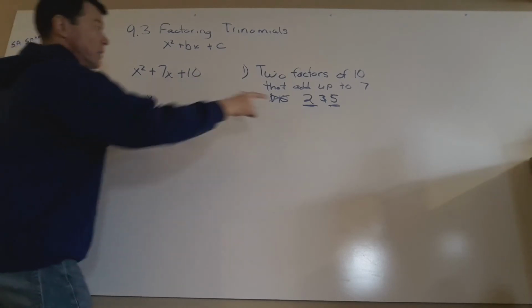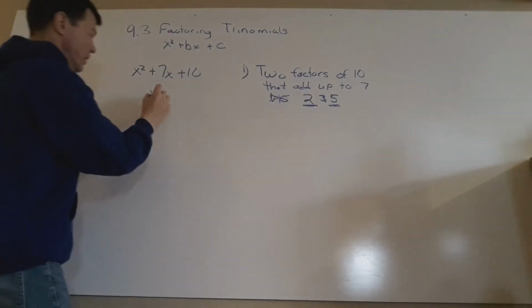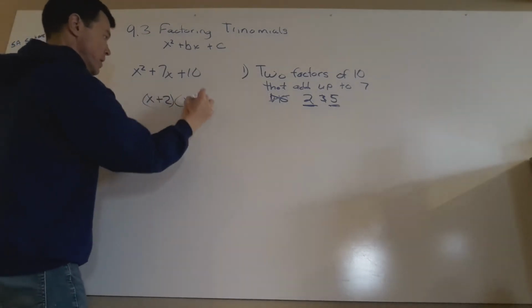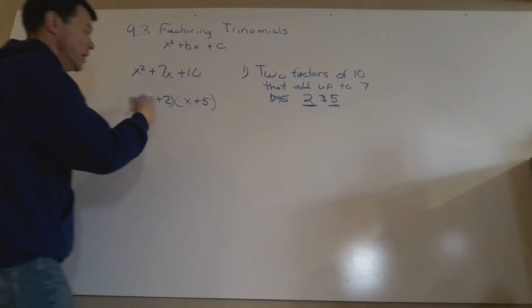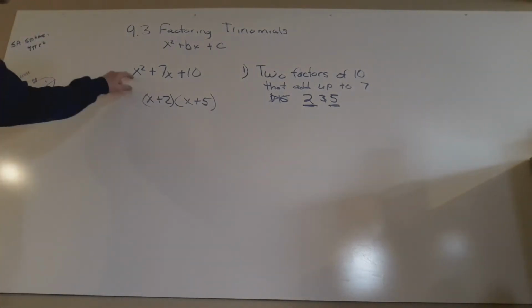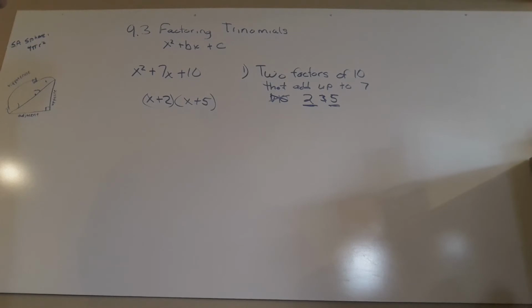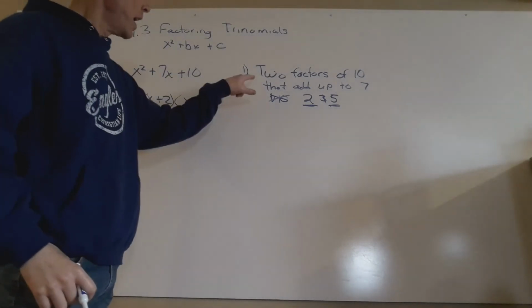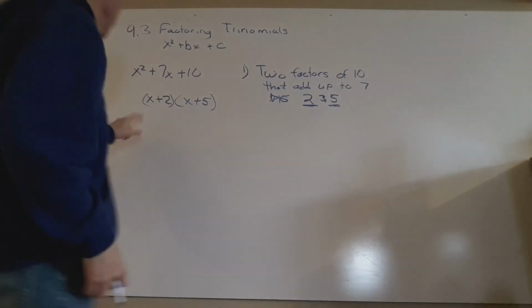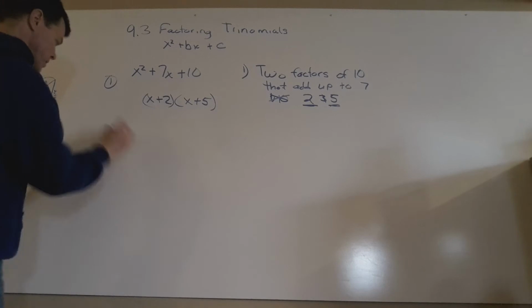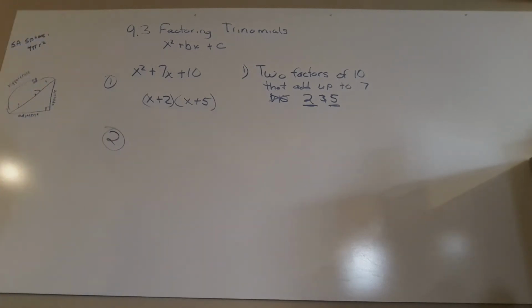They're both positive, 2 and 5 are positive. So you get x plus 2 and x plus 5. And we are done. That is that trinomial factored. Very simple process. One very simple step: have two factors of 10 that add up to 7. Let me do another example. There's example 1. Example 2.